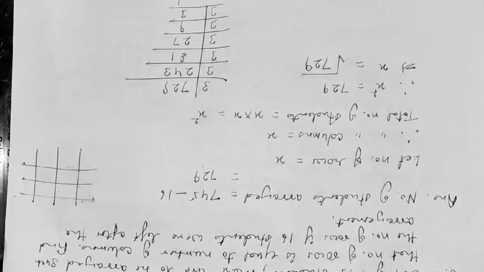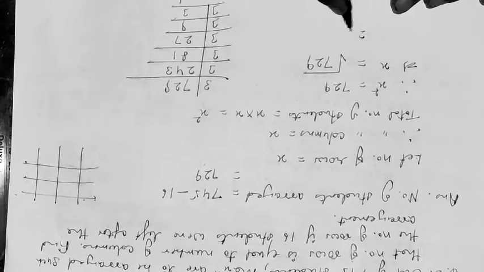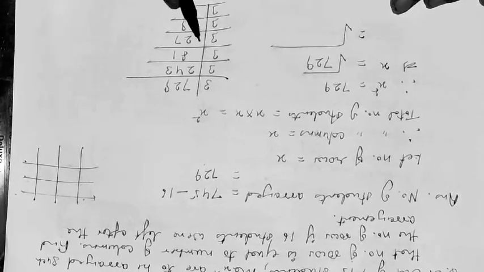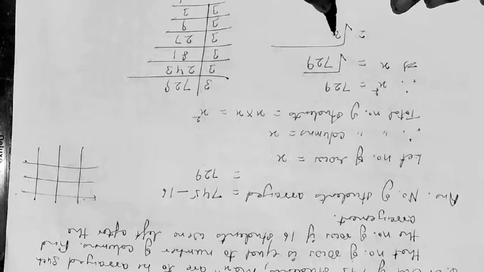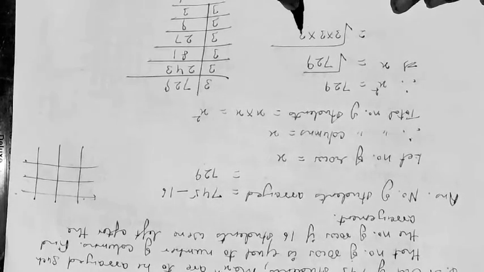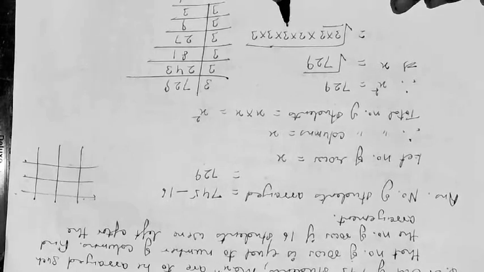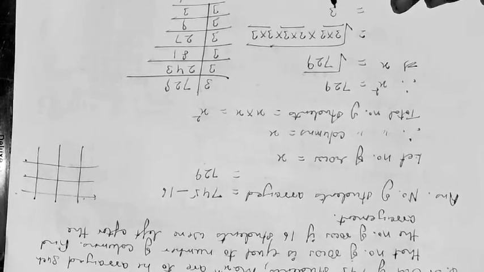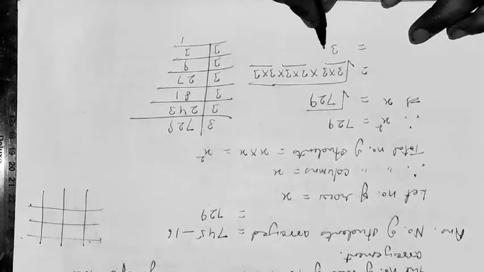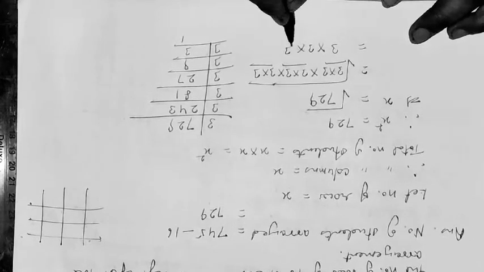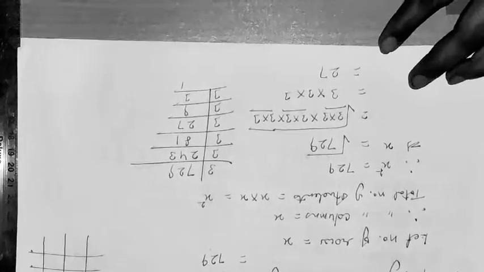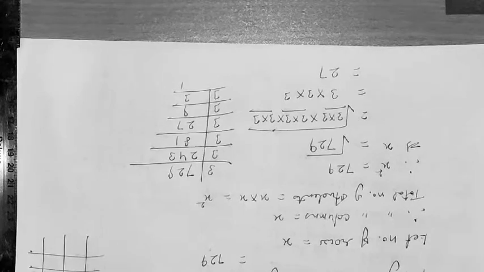So these are the factors of 729. Now we will make the pairs. Take out 3's. So that means there are total 27 rows in which the students are arranged.